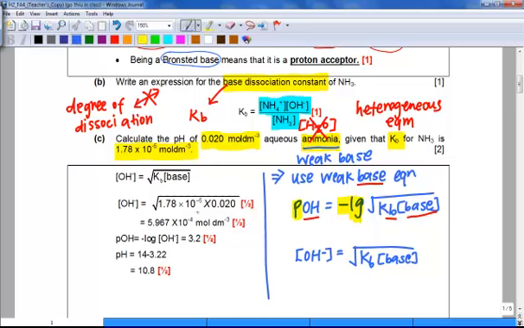Okay, so based on this, you just substitute in the respective Kb given to you. The concentration is 0.02, and you can find the OH minus concentration to be 5.967 times 10 to the power of minus 4. Then you take pOH equals minus log of the OH minus concentration, and you get 3.2. But the question asks for pH, so you still need to take pH equals 14 minus 3.2, and you will get 10.8. So 10.8 will be your answer. Alright? Okay, we can move on to the next part of the question.